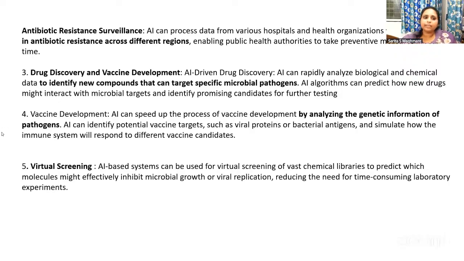Now the same for drug discovery and vaccine development: AI works continuously, 24 by 7 support, so we can discover faster, and it will be helpful for our vaccine development. Then virtual screening also: there are different chemical libraries where we can effectively find out the microbial growth and predict it in a smaller amount of time.